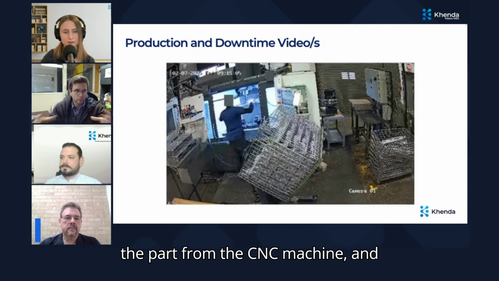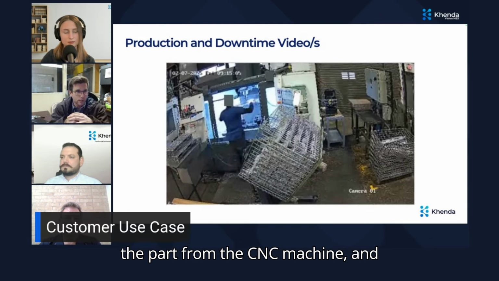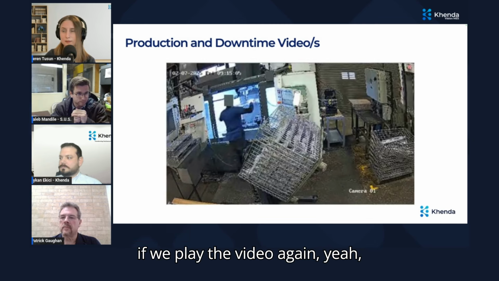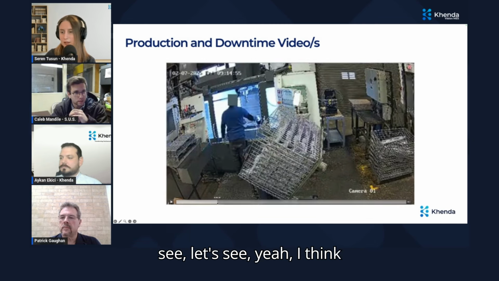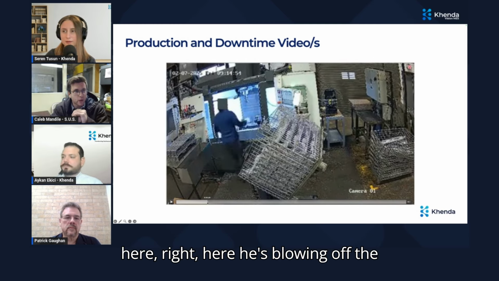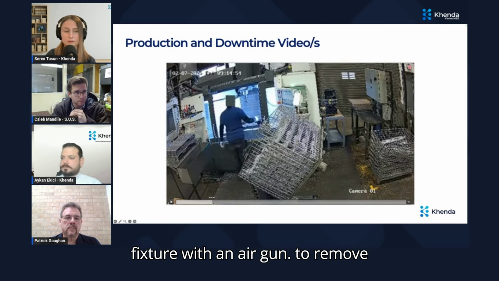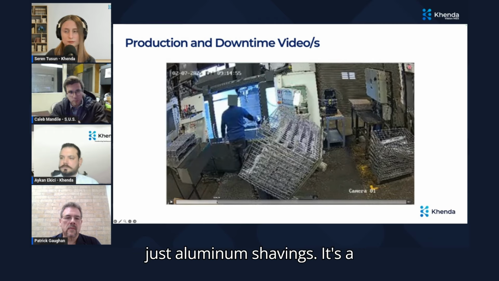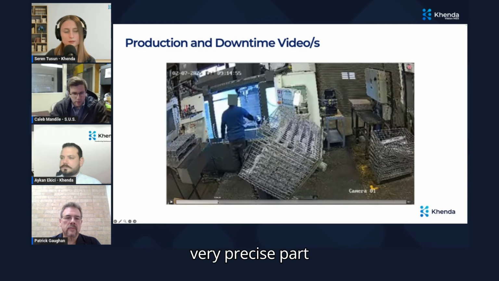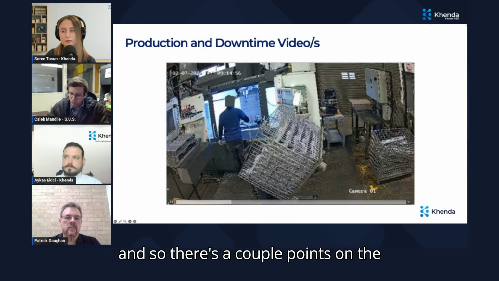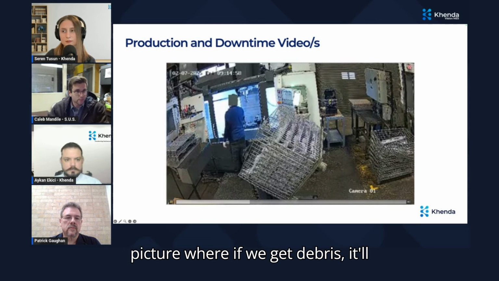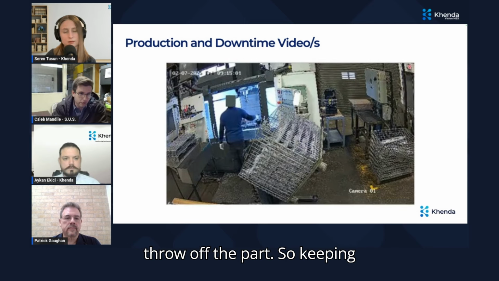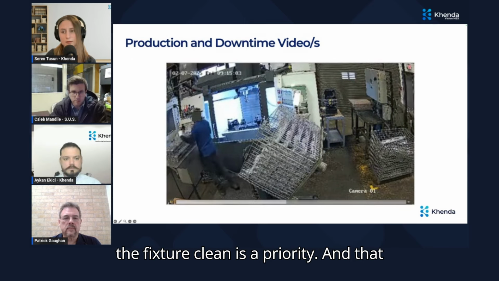Then he removes the part from the CNC machine. And if we play the video again, let's see. Yeah, I think here, right? Right here, he's blowing off the fixture with an air gun to remove aluminum shavings. It's a very precise part, and if there are a couple of points on the fixture where debris gets in, it'll throw off the part, making it a scrap part. So keeping the fixture clean is a priority.